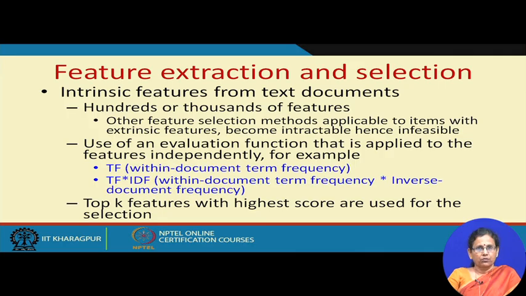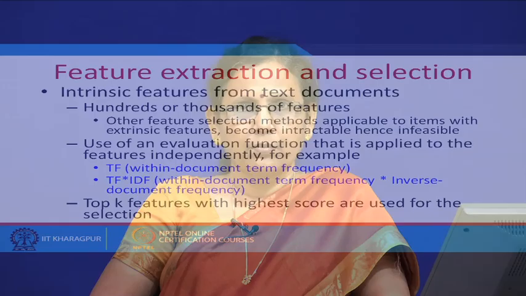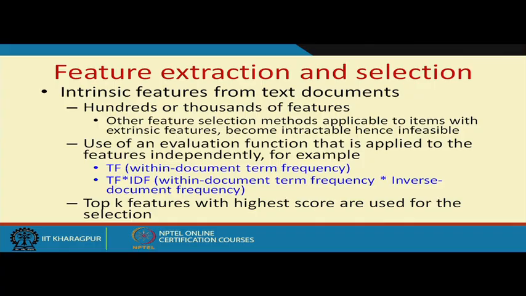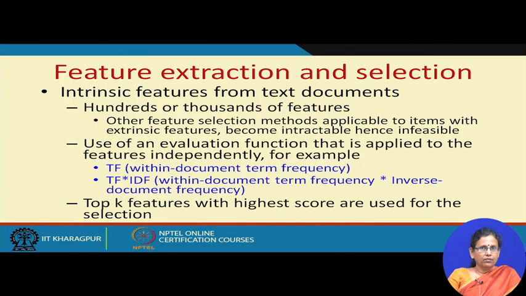There are many problems associated with it. Typically, there will be hundreds and thousands of features. If we take each word as a feature, there will be thousands. So, which of these we actually have to take is a problem. You can use some kind of evaluation function like TF rating, that is within document term frequency, and TF into IDF rating, that is within document term frequency into inverse document frequency.